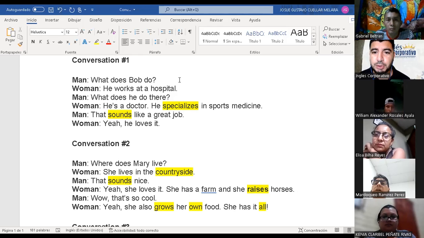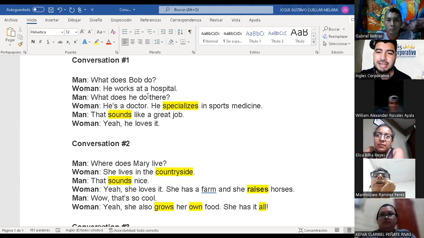What does Bob do? He works at the hospital. What does he do there? Oiga bien, there, la R bien importante, there, como car, okay, there, car, deer, door. Esa R es bien característica. He's a doctor. He specializes in sports medicine. That sounds like a great job. Yeah. He loves it. Miren esta, he loves, no, he loves it.